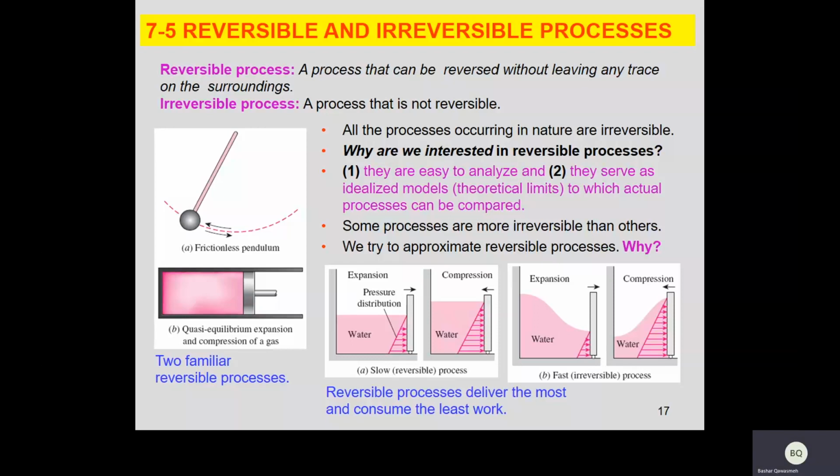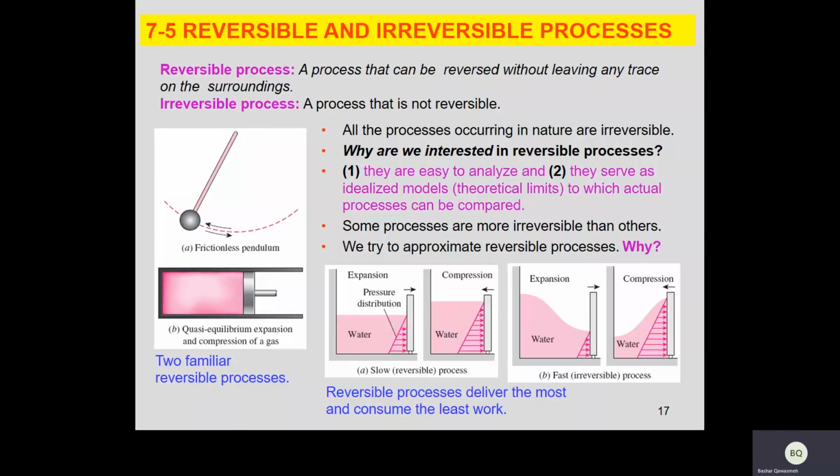While the irreversible process is the opposite. It's simply the process that's not reversible, which means that it also can be reversed, but with leaving trace on the surroundings. That's the difference between the reversible and irreversible process. All the processes occurring in nature are irreversible. Let's be clear about this point.